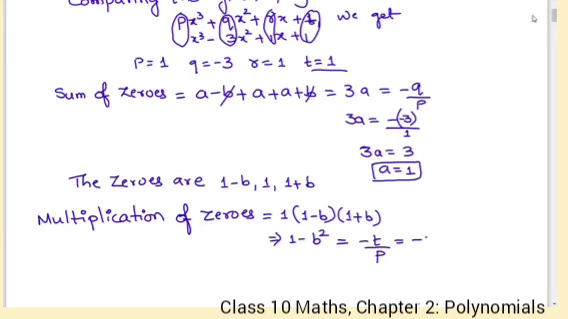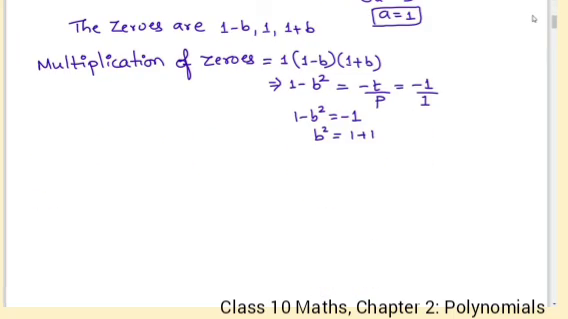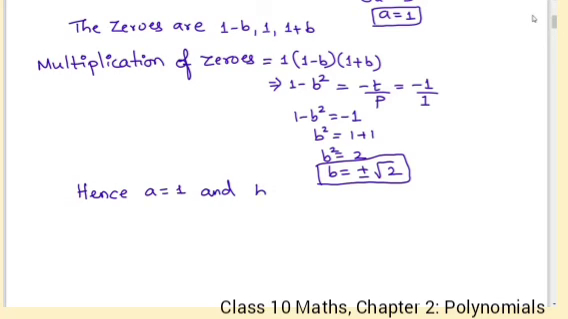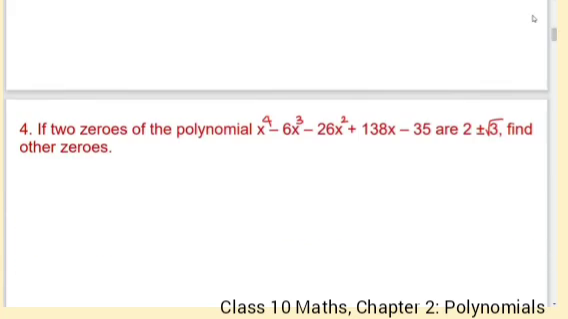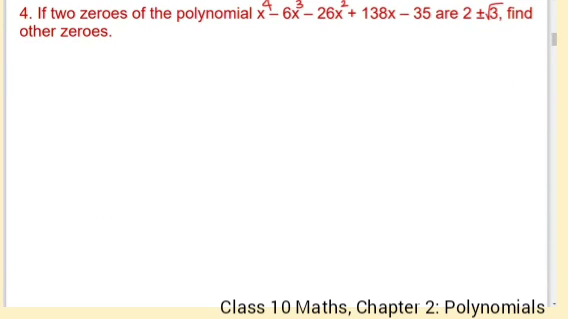So here minus t is minus 1, p is 1. Therefore 1 minus b square is equal to minus 1. Then b square will become 1 plus 1. b is equal to plus or minus root 2. So we got a value and we got b value. Hence a is equal to 1 and b is equal to root 2 or minus root 2.